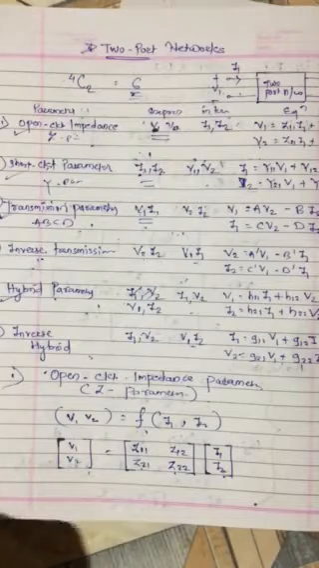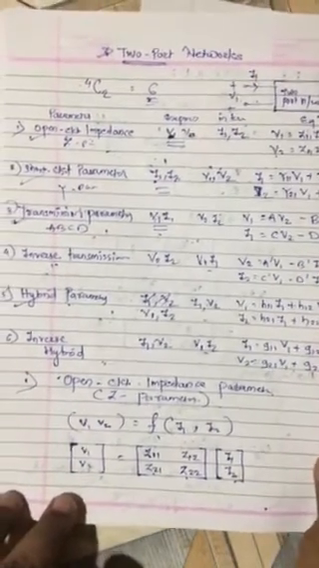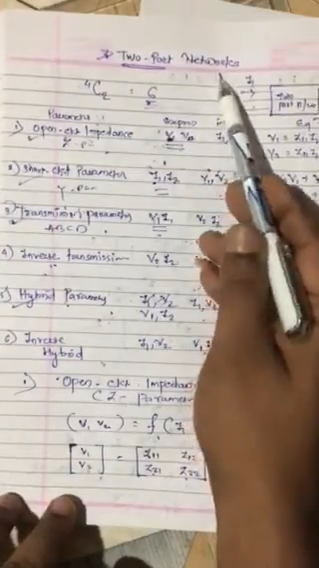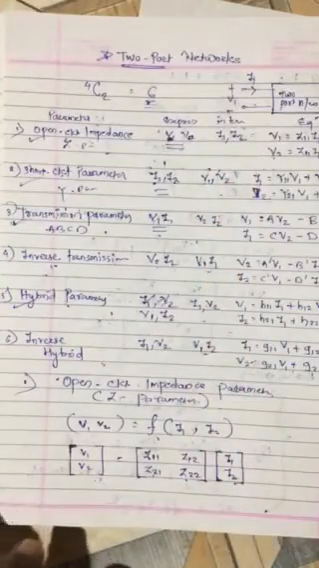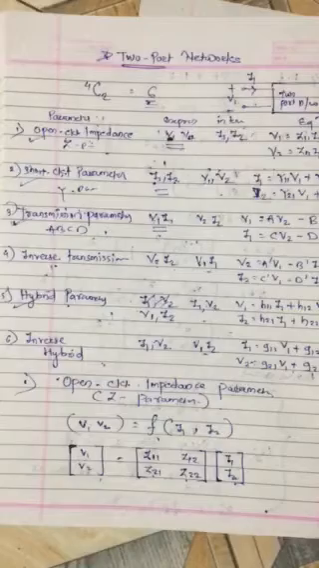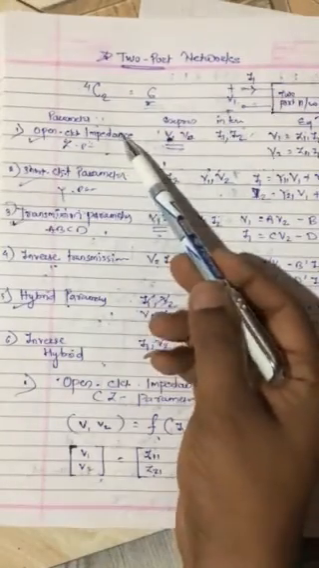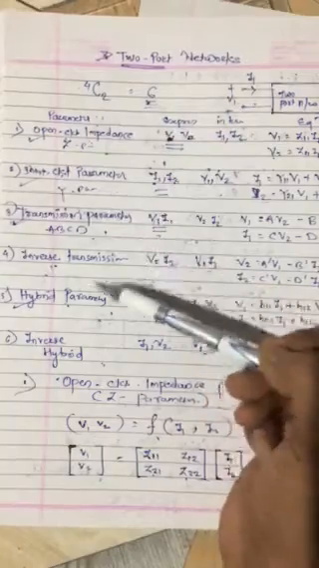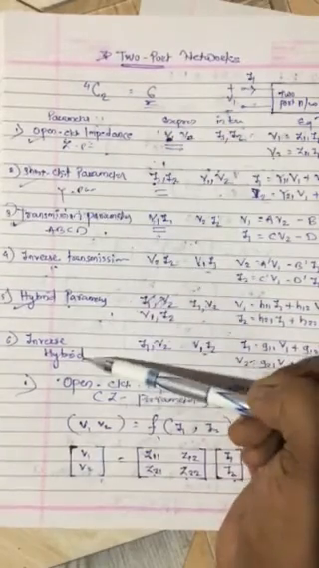Hello friends, in our previous lecture we started a new chapter, that is two-port network. We studied that for any two-port network there are 6 possible combinations of circuits: open circuit, short circuit, transmission, inverse transmission, hybrid and inverse hybrid.